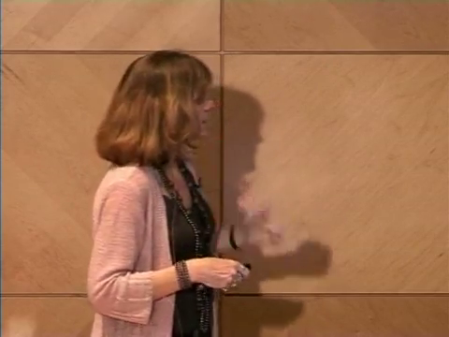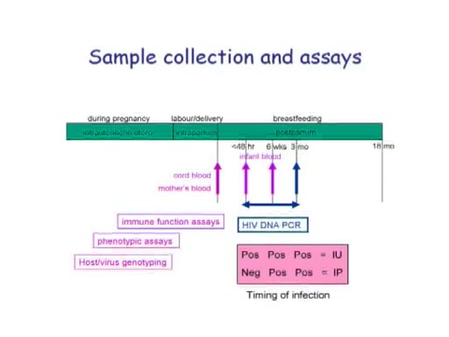So just to give you an idea of a scheme of the sample collection and assays, for example, what we would do in a standard cohort study, we would often collect cord blood as well as mother's blood, and then infant blood within 48 hours, 6 weeks, and 3 months. HIV DNA PCRs would be conducted at those various times.